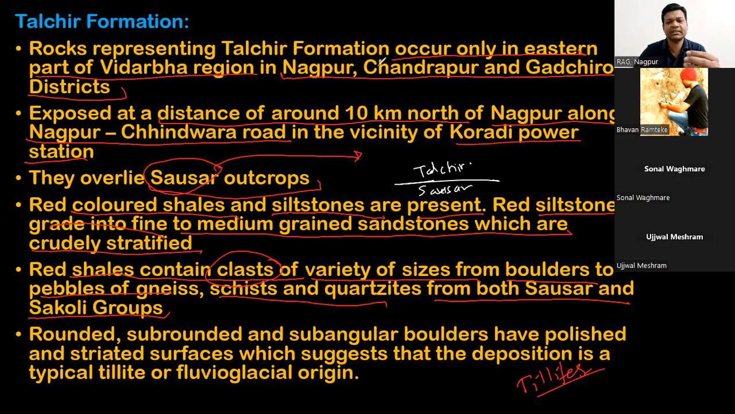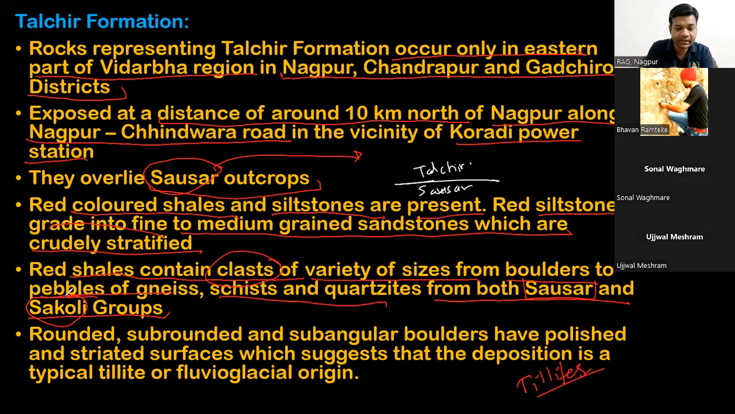If something has accumulated at a place, where would it have come from? It would have come from the surrounding area. In the same way, these clasts are coming from the Saucer and Sakoli groups, because these are the groups underlying the Talchir. That means the glacier which was moving has broken the sediments, the clasts, from the Saucer and Sakoli group rocks.